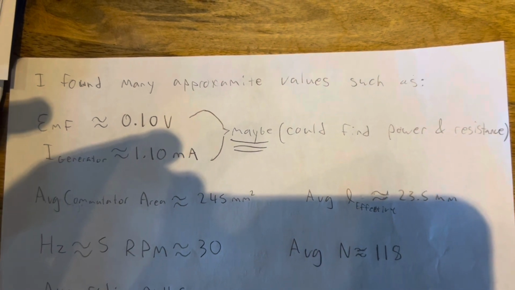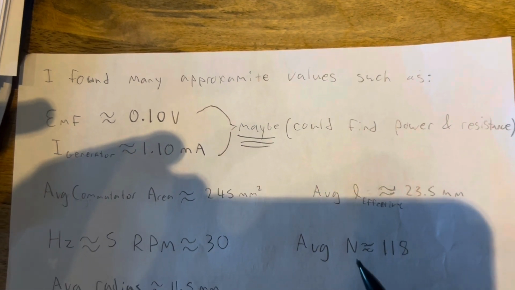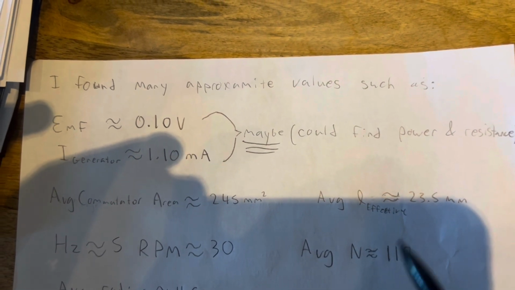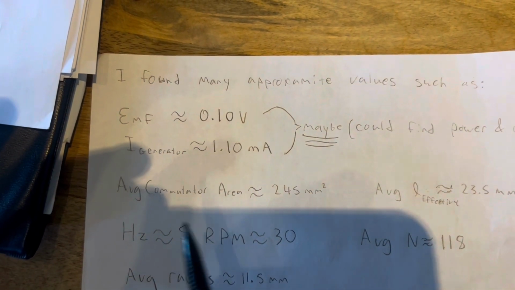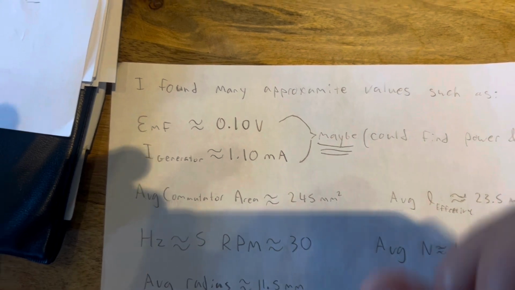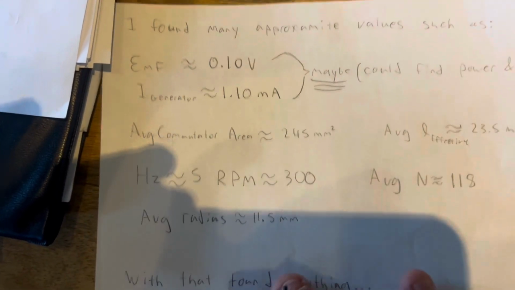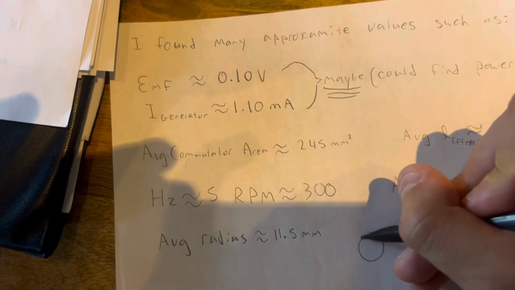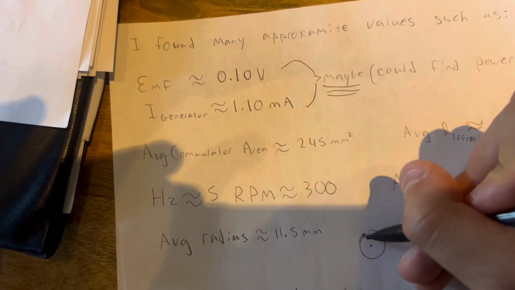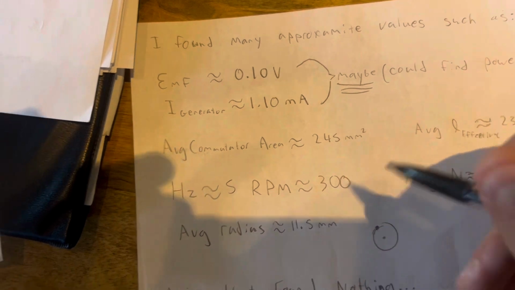I also found the average commutator area, which was 245 millimeters squared, the average length that was effective in the field, and that's per turn, which was 23.5 millimeters. The average amount of turns was 118 or something like that. It's kind of hard to count, there's a lot of them. And it was 5 rotations per second, which is 300 rotations per minute. And the average radius, and that means, if we had our motor, and this was where the force was acting, and this was the center, that's the average radius, 11.5 millimeters.